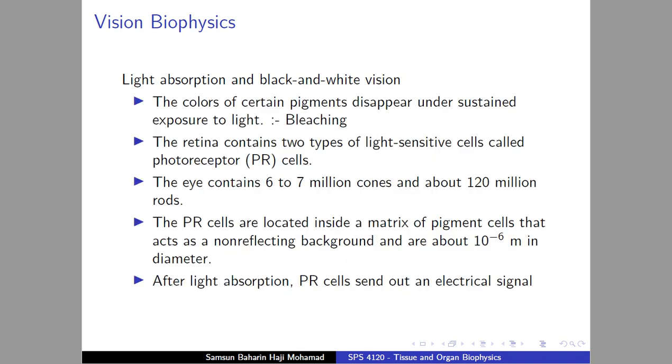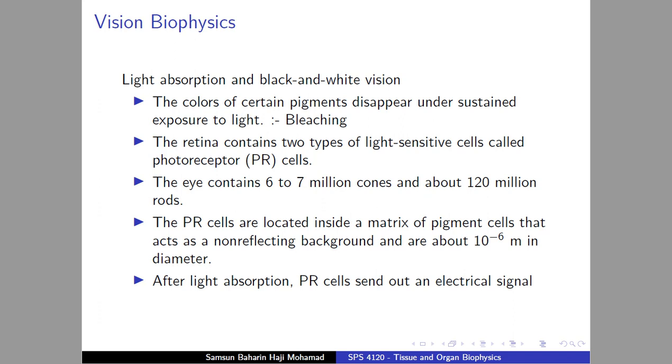Okay, so the color of certain pigments disappears under sustained exposure to light. This is bleaching. If we put, for example, colored paper outside, after many days the color will fade.